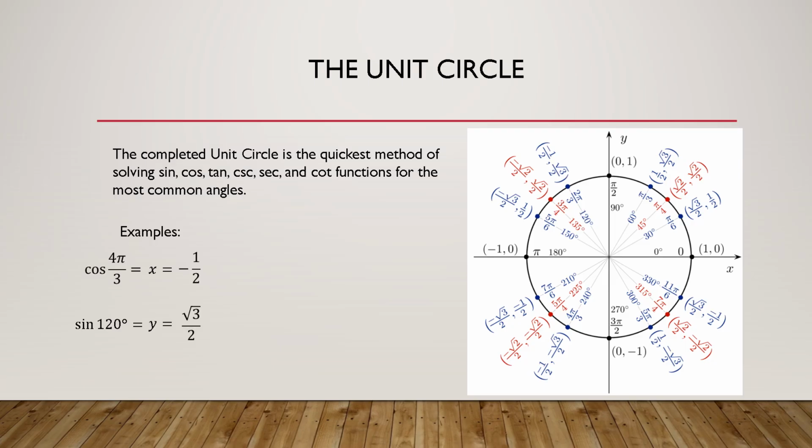In the third example, we have tangent 11 pi over 6. We find that angle in quadrant 4, where the y component is negative 1/2 and the x component is square root of 3 over 2. Setting y over x, we can simplify to negative 1 over the square root of 3. By rationalizing the denominator, we have the final answer, negative square root of 3 over 3.